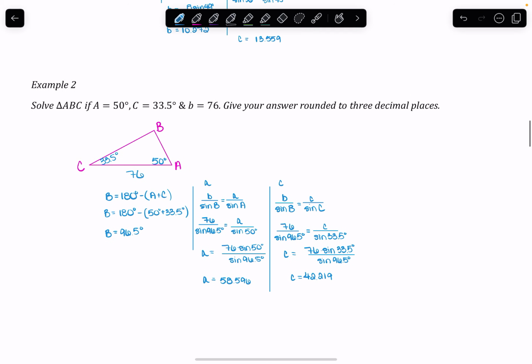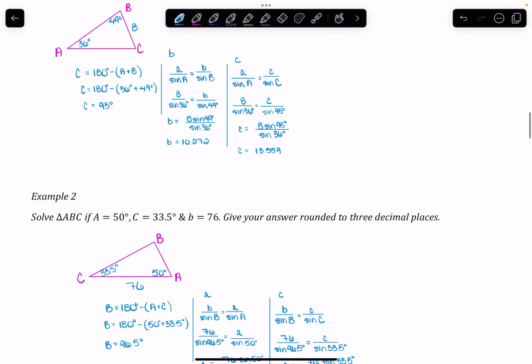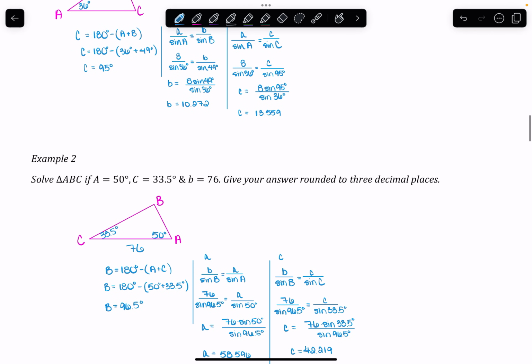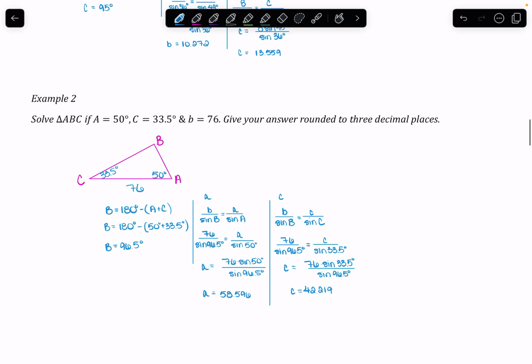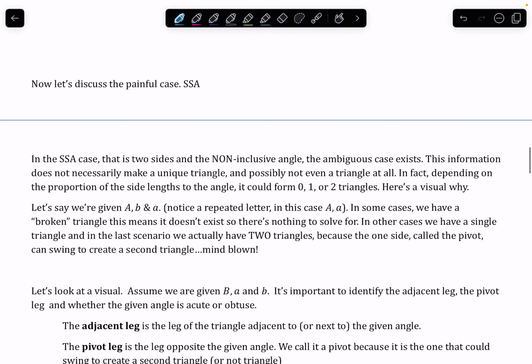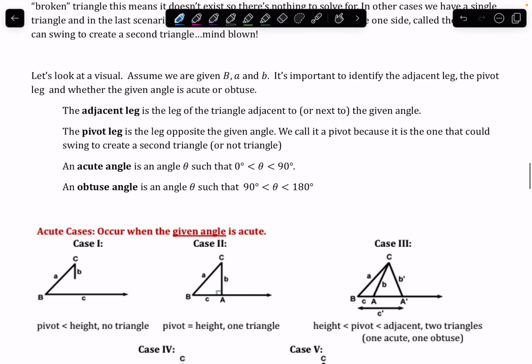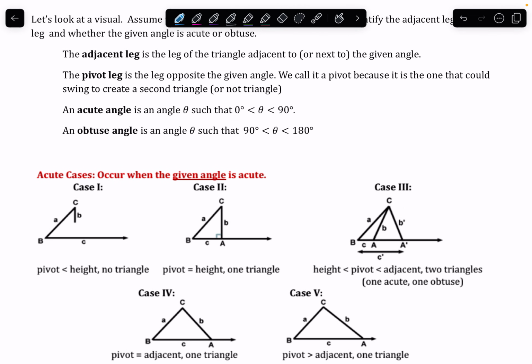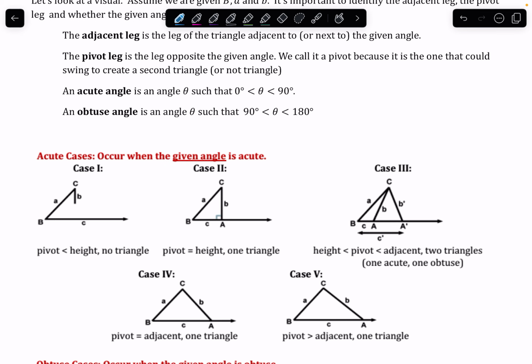All right, so in each case we solved where we were given two angles and a side, we were given two angles and the side in between. So those were the two cases we've looked at thus far. The third case is a little bit of a pain in the butt. So this case results in either none, one, or two triangles. So here's why you need to be careful. So make sure you read over this, look at the images to kind of show you how things are broken up. What we're going to be doing is comparing what's called a pivot leg to an adjacent leg.